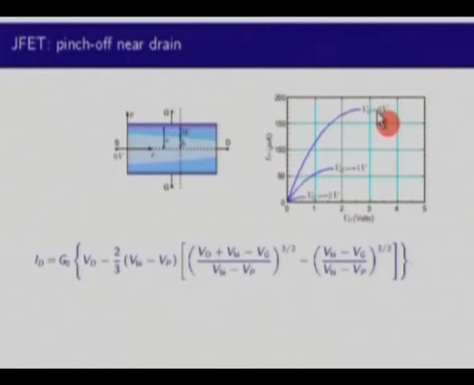If I apply a reverse bias, so this is 0 volts, if I apply a reverse bias of minus 1 volt, okay, then this whole I_D versus V_D curve will come down. But again it will reach a maximum at a certain drain voltage, and so on, right. So now this is something that, if the students are willing, you should ask them to write a program and generate this plot. It's very simple to write a program to do this.